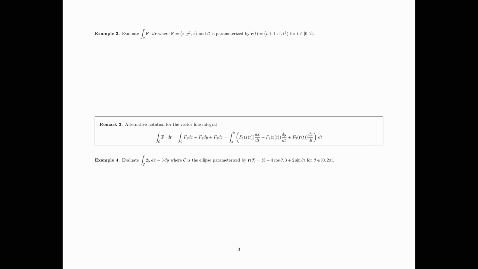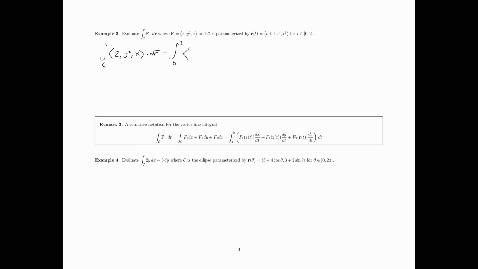So example 3, we'll take a closer look at this one. Here we're given a vector field, F equals z comma y squared comma x, and we're given some path and a domain for t. So to do this, we'll integrate. This will be the line integral over C of z, y squared, x dot dr, which we can begin converting everything over to t's. So this will become the integral from 0 to 2.